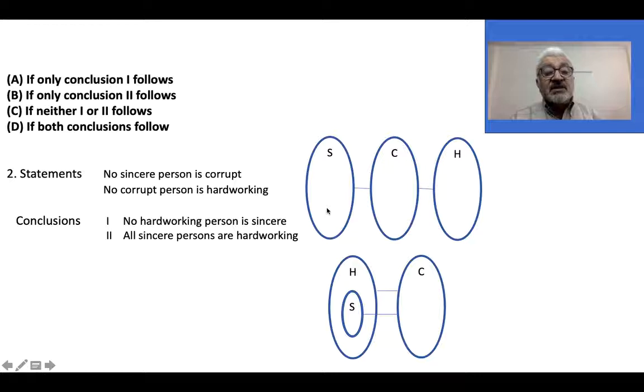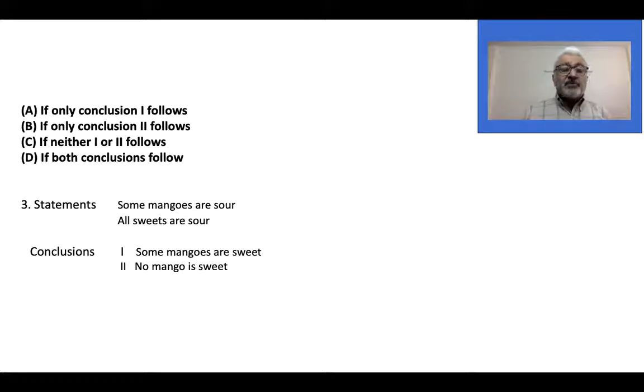Here, not a single sincere person is hardworking, but here, all sincere people are hardworking. Therefore, can I say that it is certainly true, these two statements? The answer is no. So, my answer in this case would be C. That means neither of the two statements can be said to be certainly true. I hope you've understood. Let's move on to the third question.